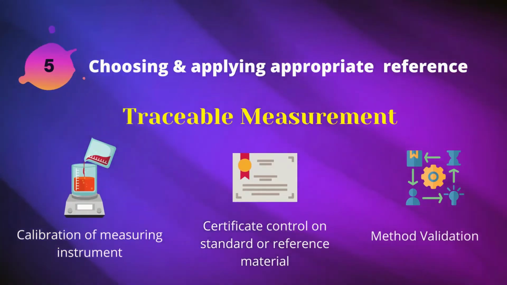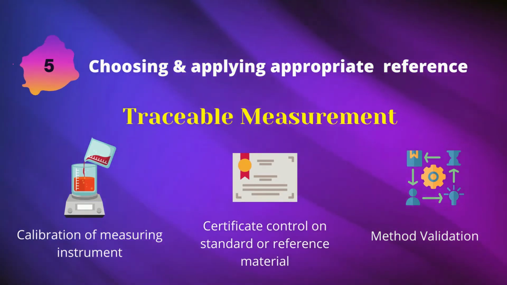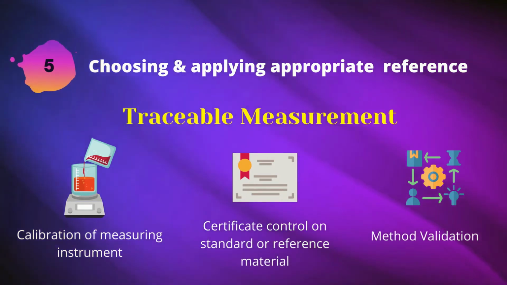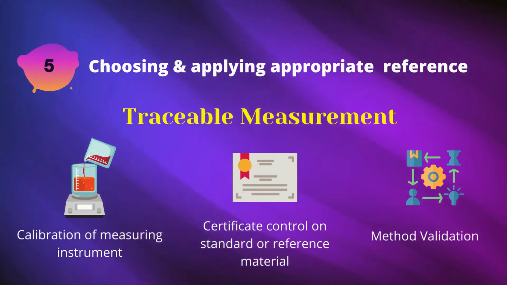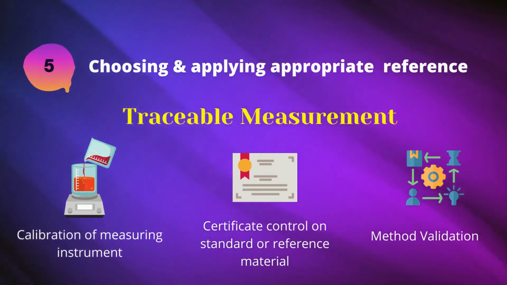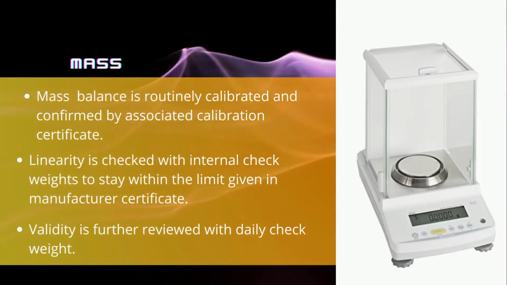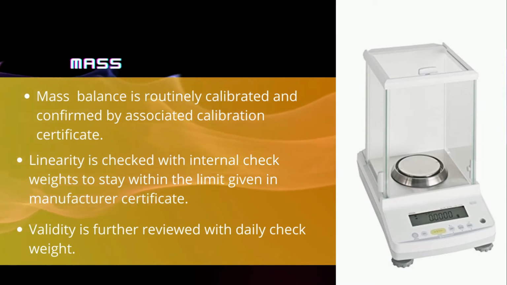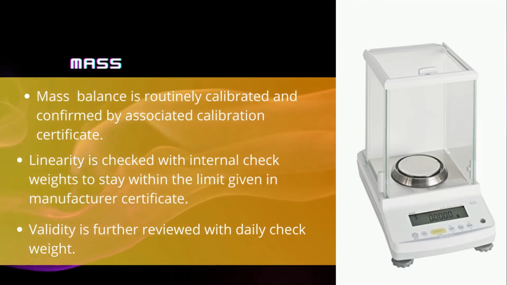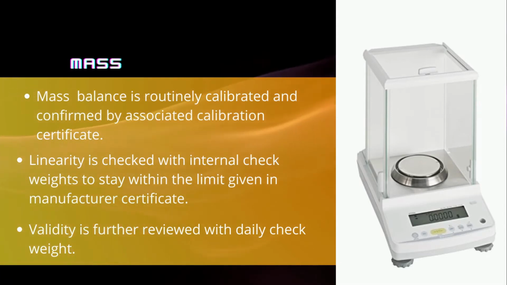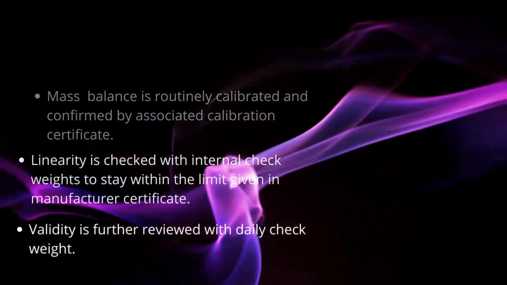After identifying the influence quantities, we should choose and apply an appropriate reference to make sure that every value in the measurement is traceable. This can be done by calibration of instruments, certificate control on the materials, and method validation. For better control, the mass balance is routinely calibrated and confirmed by the associated calibration certificate. Linearity is checked with an internal check weight to stay within the limit given in the manufacturer certificate, and validity is further reviewed with a daily check weight.